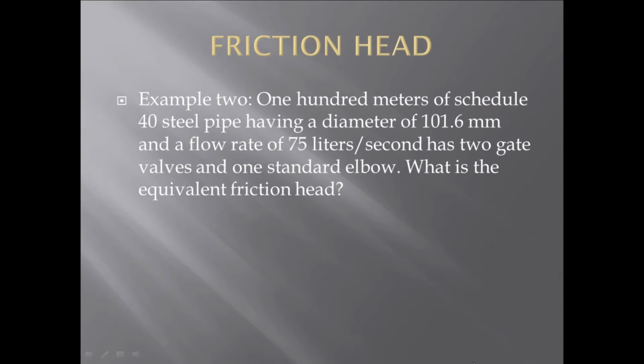Example 2. 100 meters of Schedule 40 steel pipe having a diameter of 101.6 millimeters and a flow rate of 75 liters per second has 2 gate valves and 1 standard elbow. What is the equivalent friction head?